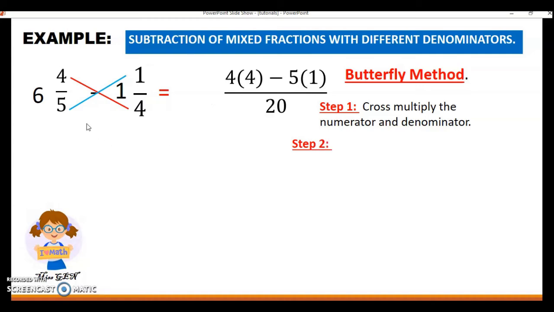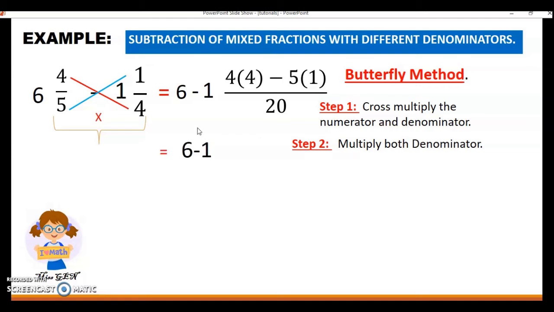Our step 2 is multiply both denominators. So our denominators here are 5 and 4. So we will multiply 5 and 4. That's why we have our denominator of 20. And then we will simplify. 6 minus 1, and 4 times 4 is 16 minus 5 times 1 is 5 over 20.